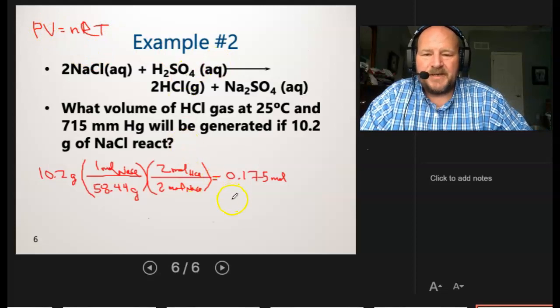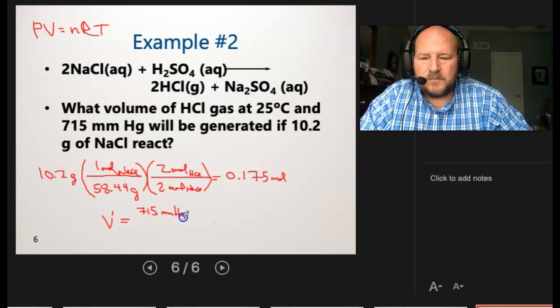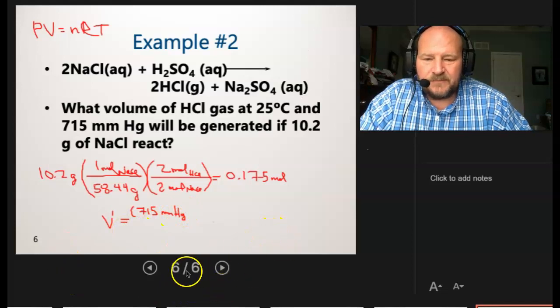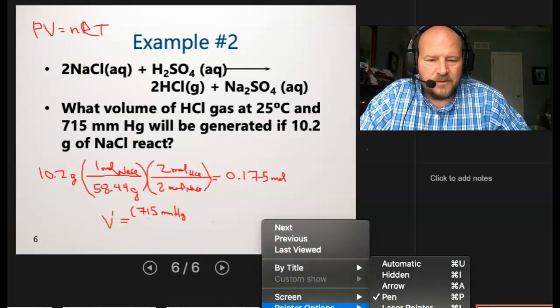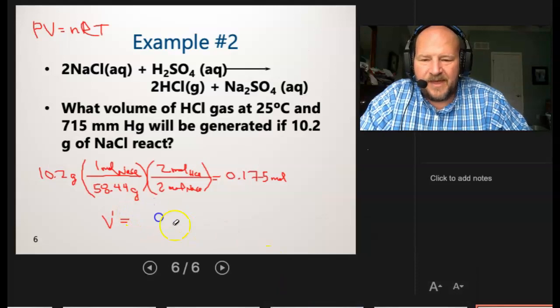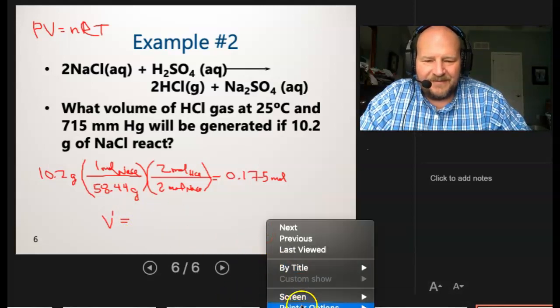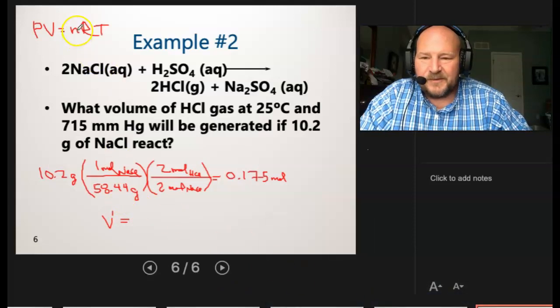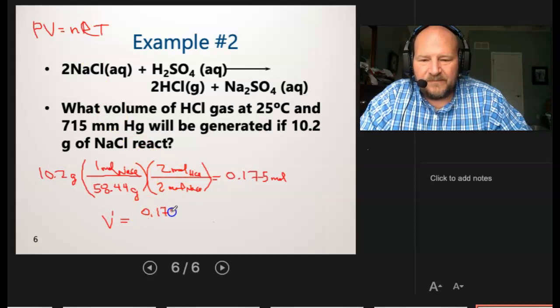I'm going to divide through by P. So V is equal to P, which we're told is 715 millimeters of mercury. Whoops, that's going to be in the denominator. Mr. Caro makes mistakes. It's true. Oh no, and now that's on a recording. Oh well. I want to start with n, right? I want to start with my 0.175 moles on top.